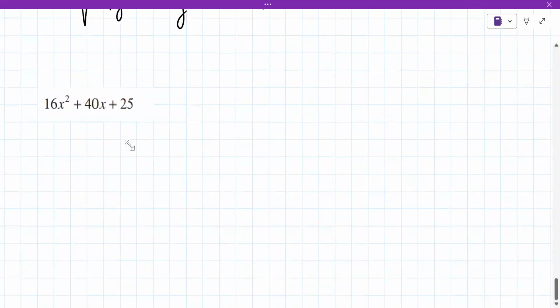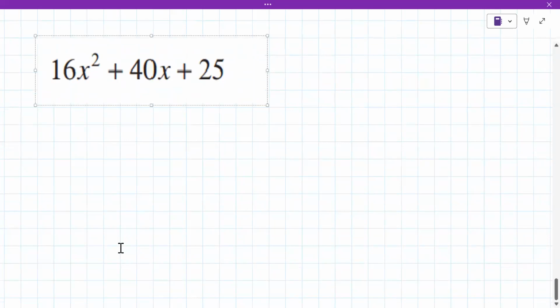Here's one for you to try, please. 16x squared plus 40x plus 25. So for the trinomial square, you don't have to make the first number equal to 1. No, in fact, you're looking for things that you can take the perfect square root of. Okay, so it's only that for the other one. Yes.